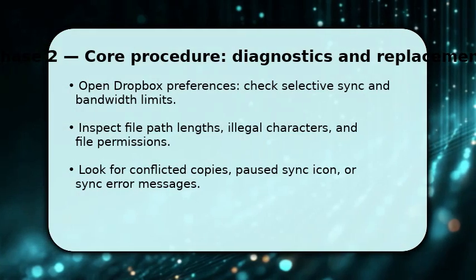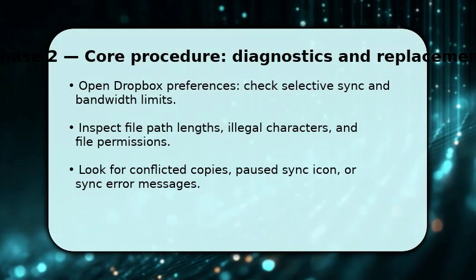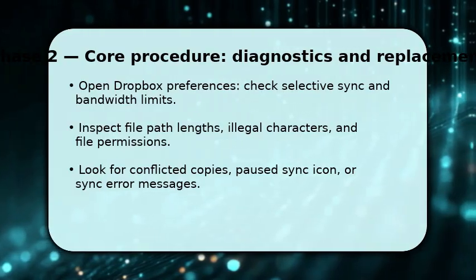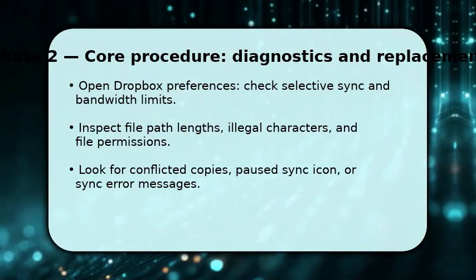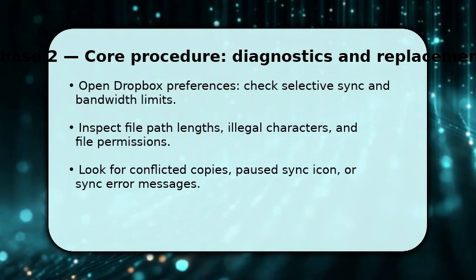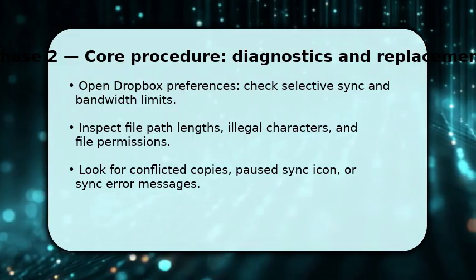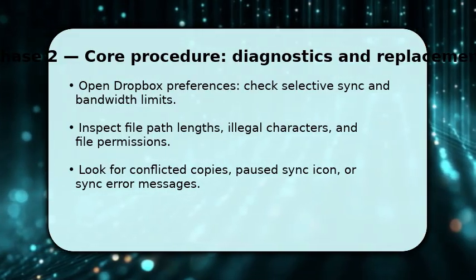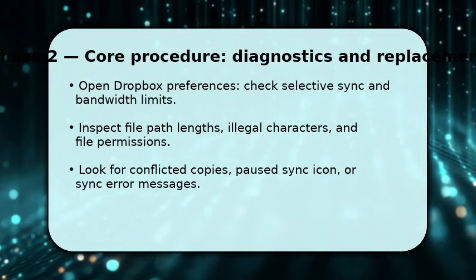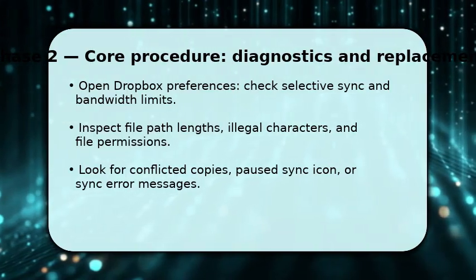Now you diagnose the more intricate causes that stop syncing. Open Dropbox preferences and confirm selective sync hasn't excluded the folder. Also check bandwidth limits that can throttle transfers. Then inspect problematic files. Long paths, forbidden characters, or restrictive permissions will halt uploads. Scan for conflicted copies and note any specific error codes.